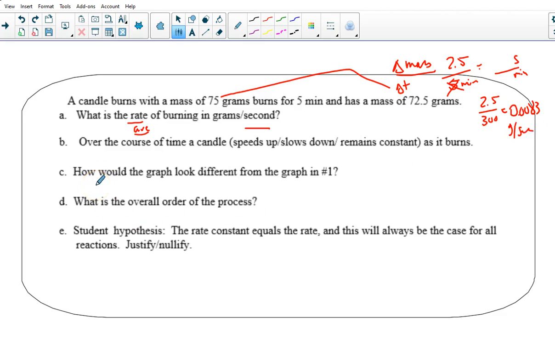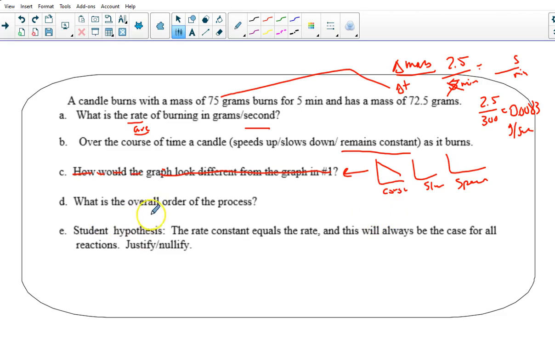Of course, over the course of the reaction, we did this in class, it remains constant as it burns. How might the graph look different than in graph 1? We did this in class, so we're going to skip this question. It's in your workbook if you want to try that. We just talked about several types of graphs: ones that are constant, one that might slow down, and one that might speed up. You might think that a constant reaction might be kind of unusual too.